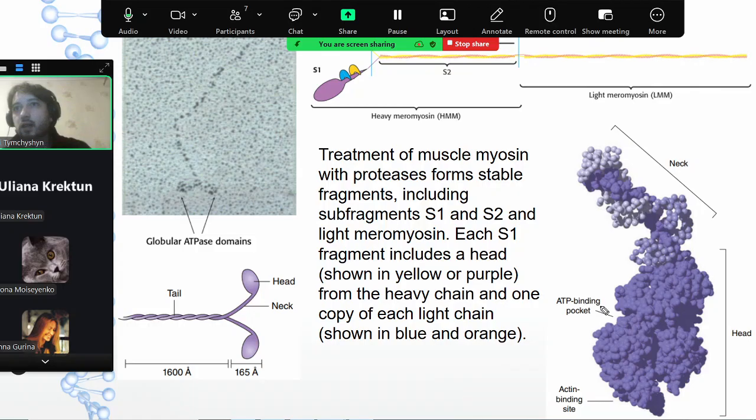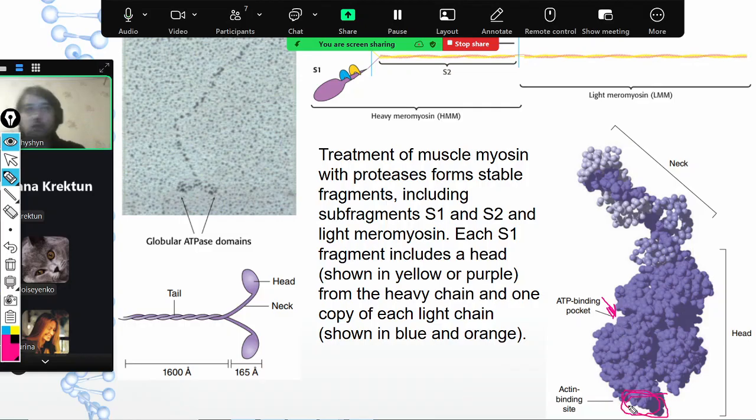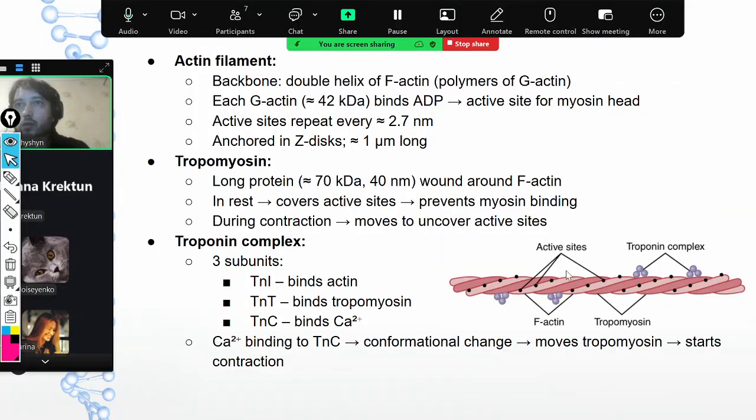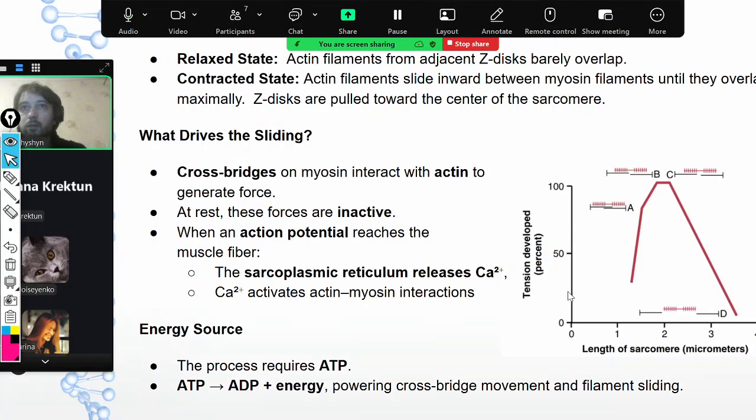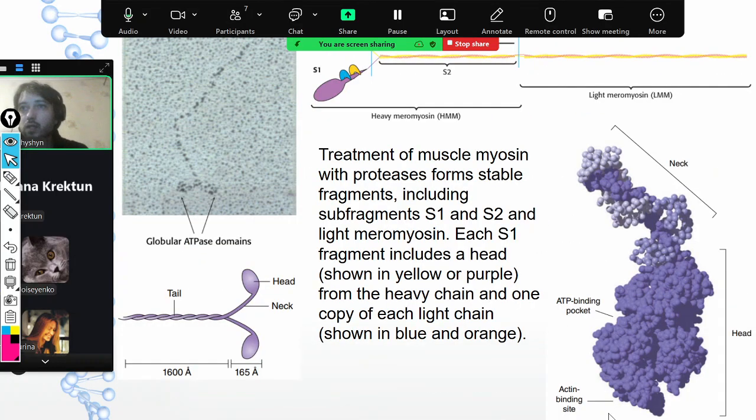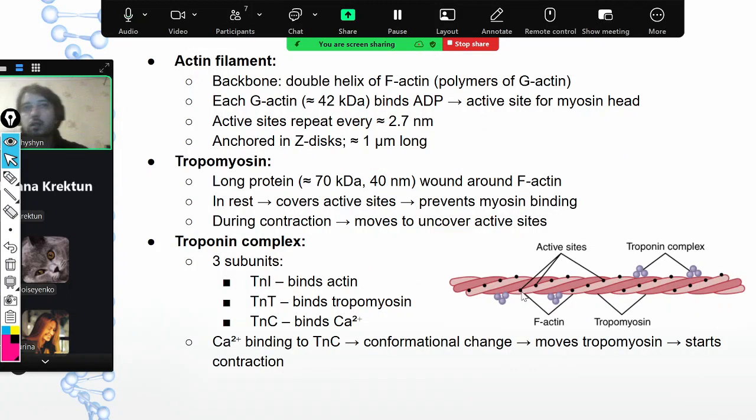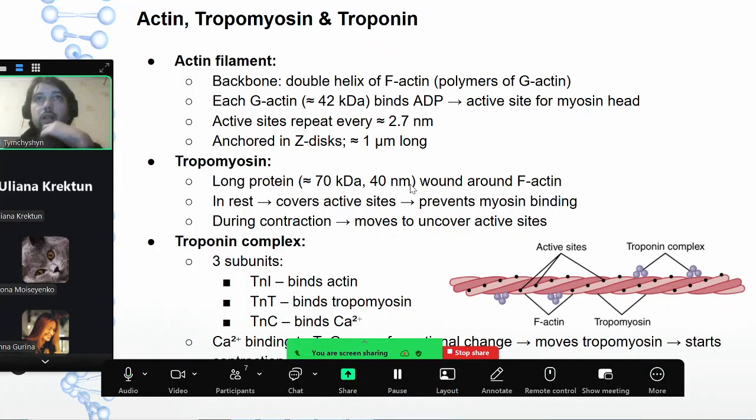Here you see the ATP binding pocket, so it will bind to the ATP. Here is the actin binding site, so that's the place where it will attach to the actin. In this slide we had these active sites, so it will attach to that active site with this actin binding site and change its conformation appropriately.